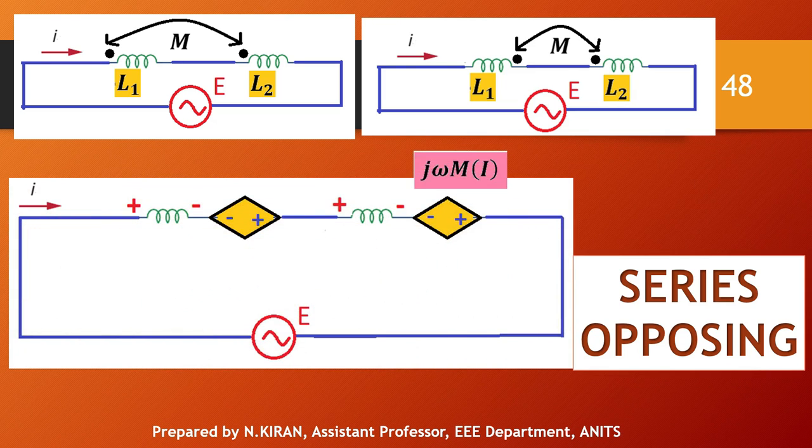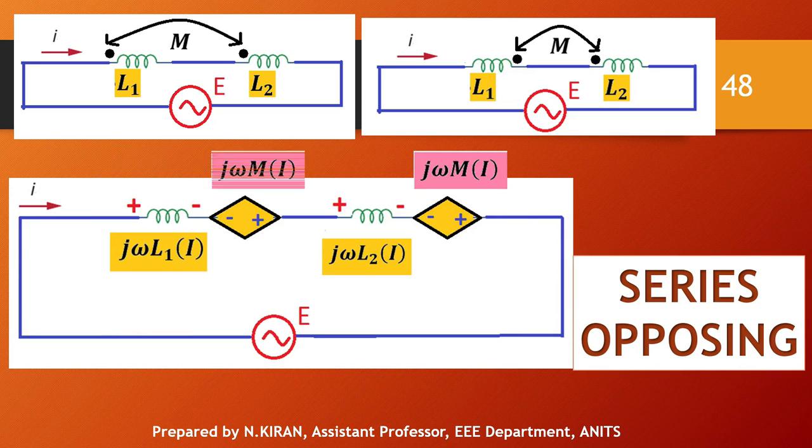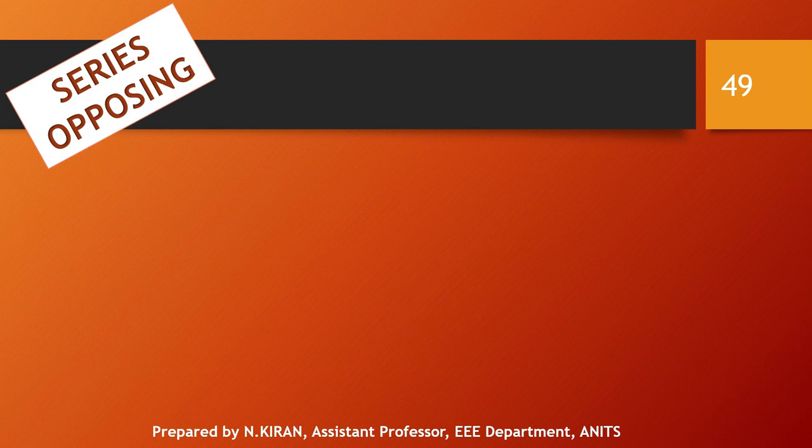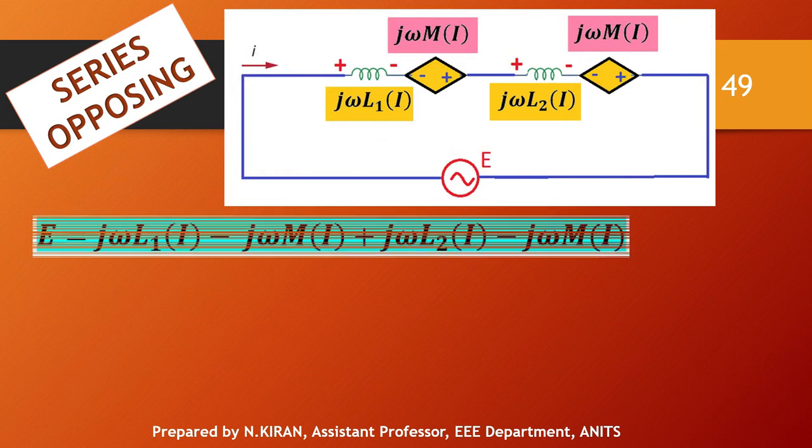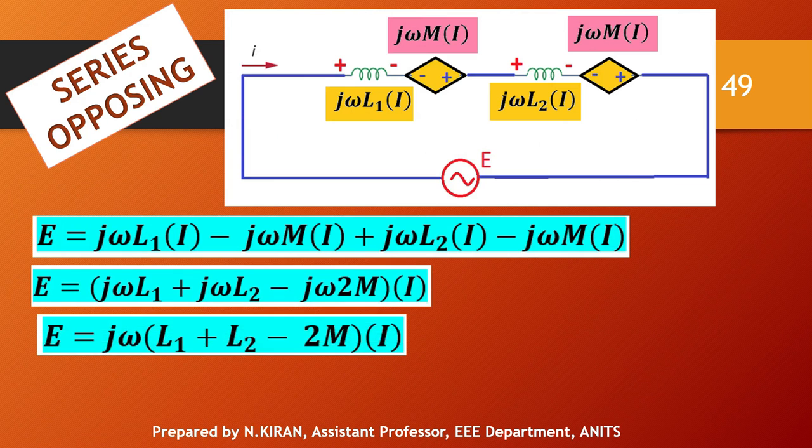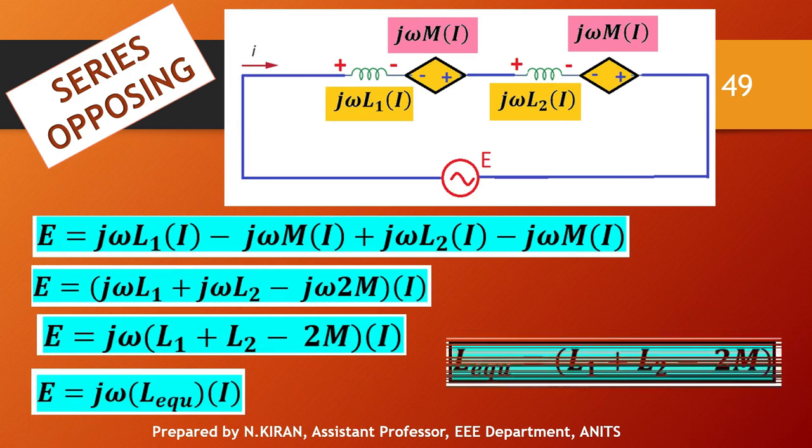We know the expressions for self-induced EMF as well as mutually induced EMF. So on applying KVL, in case of series opposing, you will get the expression for the total equivalent inductance to be L1 plus L2 minus 2M.